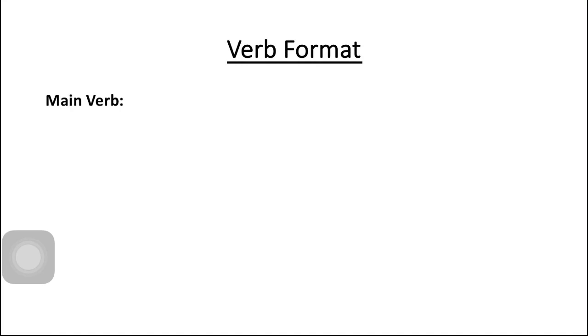The verb format, here we had a verb format. First of all, we saw that there are two types of verb. One is helping verb and another one is main verb. In that, it includes some branches. Like in main verb there are two branches. One is structure based verbs and meaning based verbs.